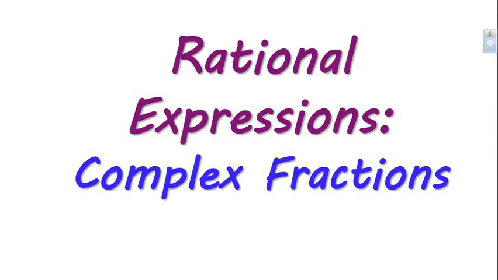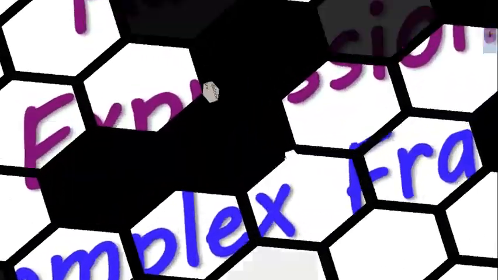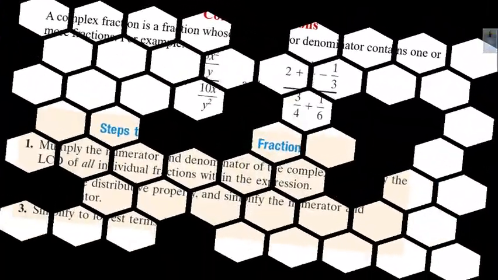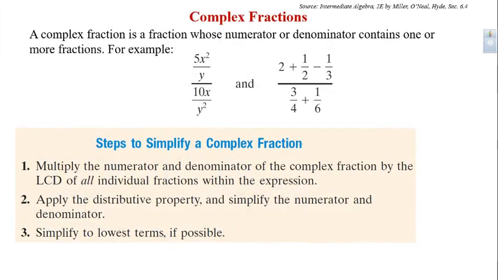It's a continuation in our series on rational expressions, and this one will be about simplifying complex fractions. So let's talk a little bit about what that is. A complex fraction is a fraction whose numerator or denominator or both contain fractions. So in this example I have here, we have 5x squared over y over 10x over y squared. So it's a fraction divided by a fraction.